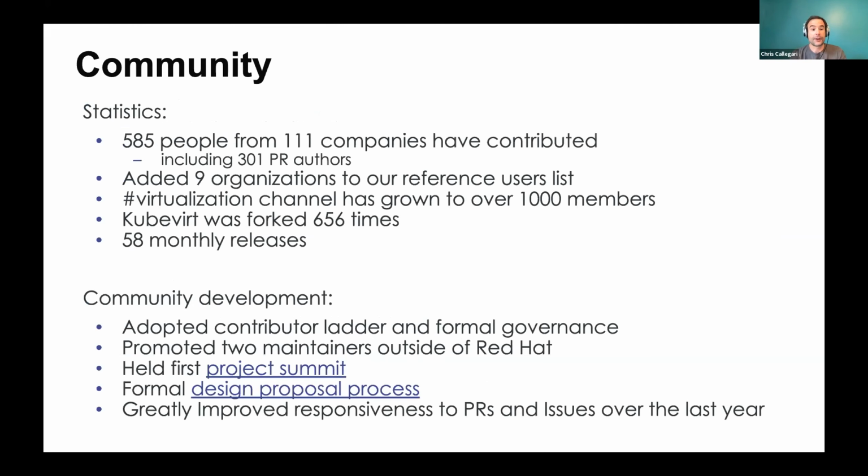Some statistics on our GitHub. We have 580 people from 111 companies contributing to the project. 9 organizations have authorized us to advertise their presence. We run through the #virtualization channel on Slack. That's grown to over 1,000 members. KubeVirt has 656 forks, which increase daily. And we've had 58 monthly releases since the dawn of the project.